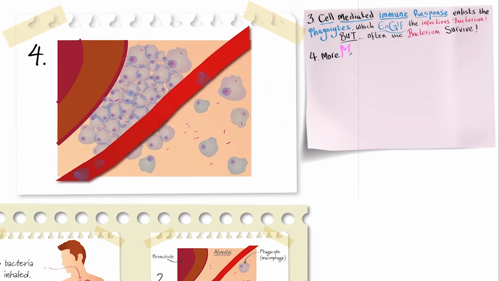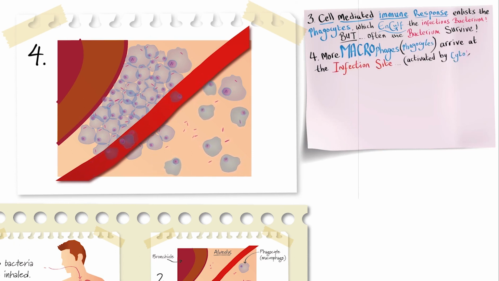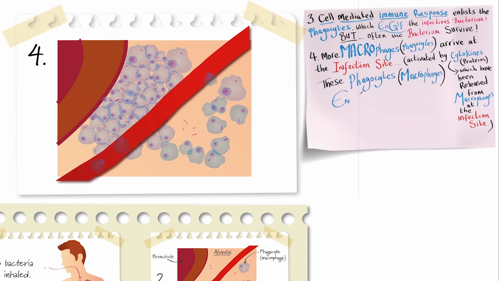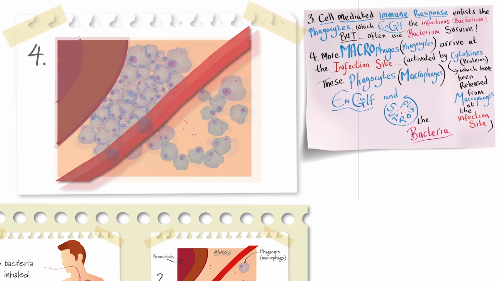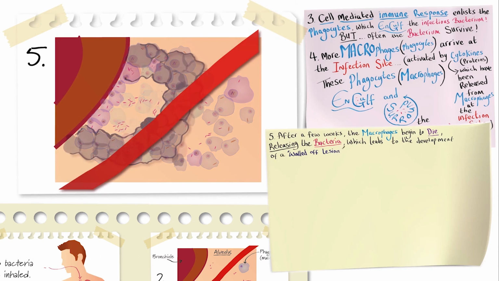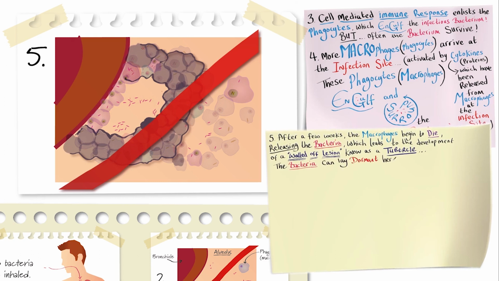Step 4, more macrophages, phagocytes, arrive at the infection site, activated by cytokines, which have been released from macrophages at the infection site. A cytokine is a protein released in response to bacterial infection. And these phagocytes, these macrophages, engulf and surround the bacteria. Step 5. After a few weeks, the macrophages actually begin to die, releasing the bacteria, which leads to the development of a walled-off lesion, a hard lump, known as a tubercle, which actually means hard lump. The bacteria may lay dormant here for years.